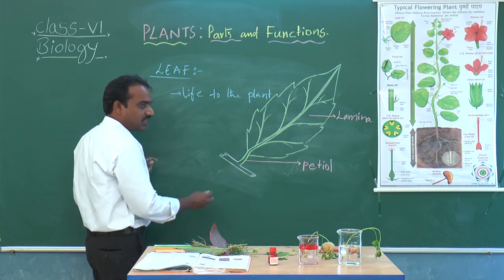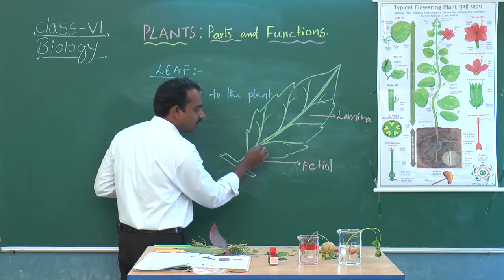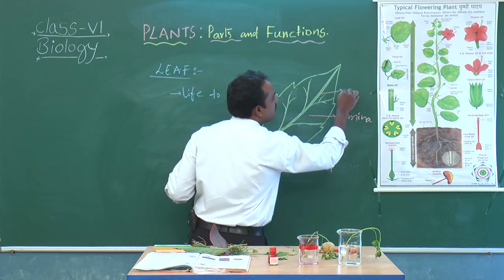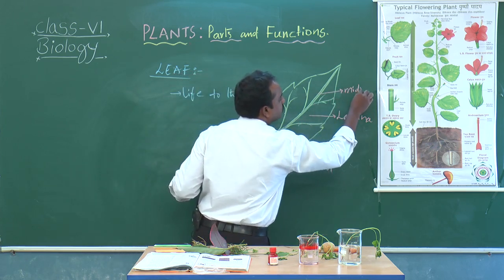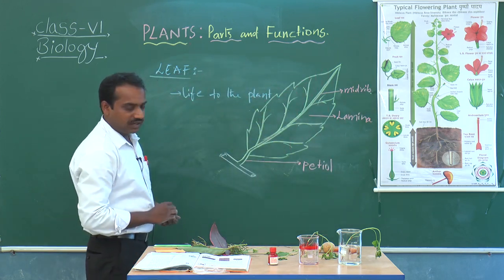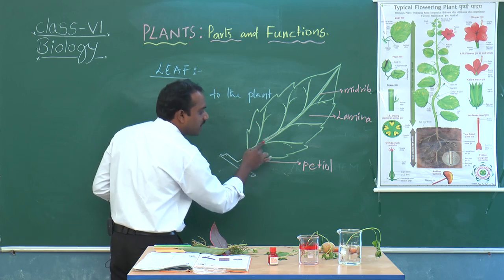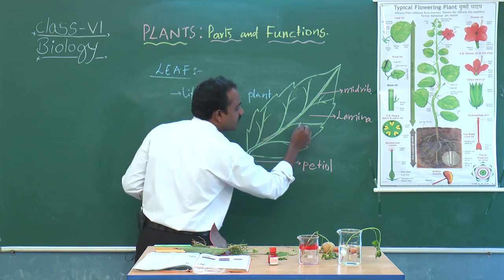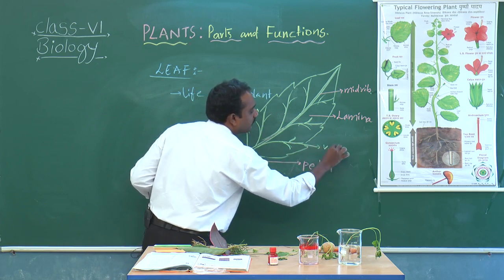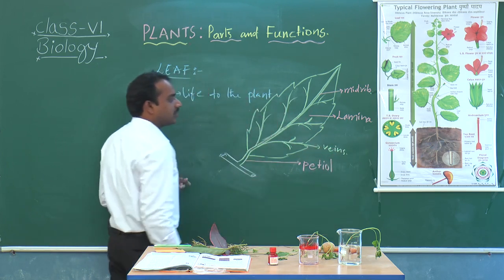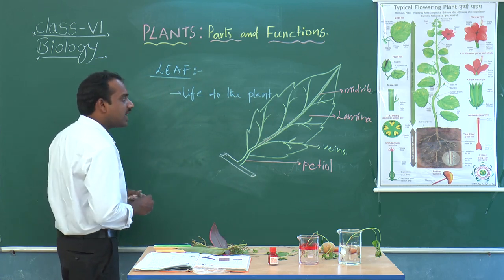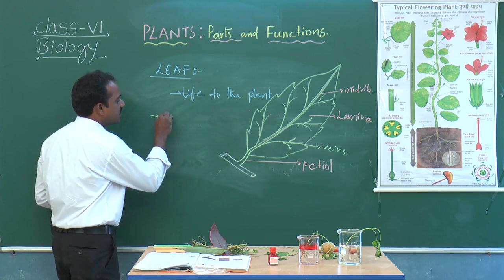At the center of the leaf, we can observe a thick and prominent vein, which is called the midrib. From the midrib, the branches are arising. These are called veins. So the arrangement of veins in the lamina of the leaf is called venation.